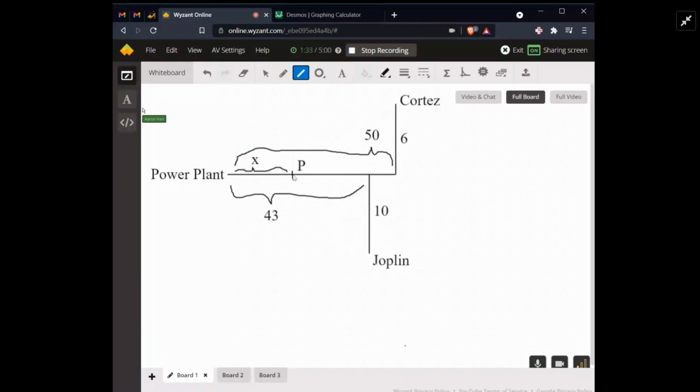So what we need to do to calculate that is actually use our Pythagorean theorem and calculate that hypotenuse length between P and Cortez and then P and Joplin. And that will give us the power line needed from the junction point to each of those towns. So that will solve problem 1 and 2 for us. And the formula for the total length will be the sum of all of the wires: x, the wire from P to Cortez, and the wire from P to Joplin.